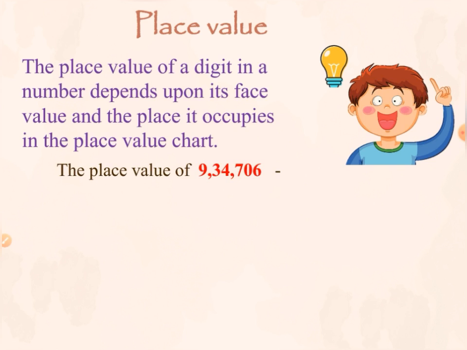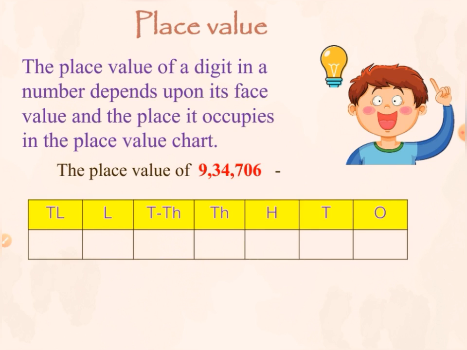Here we have a number 9,34,706. First we'll put the digits in the place value chart. Let us see their places. Here 6 will go at 1's place, 0 will go at 10's place, 7 will go at 100's place, 4 will go at 1000's place, 3 will go at 10,000's place and 9 will go at lakhs place.